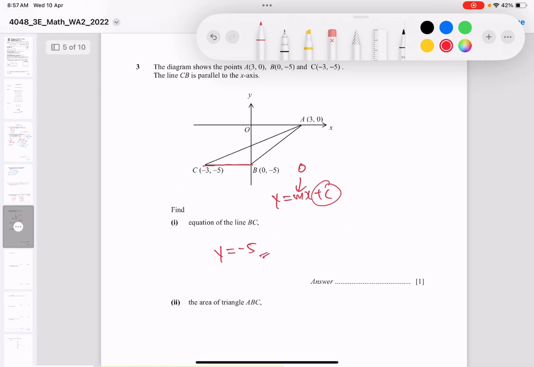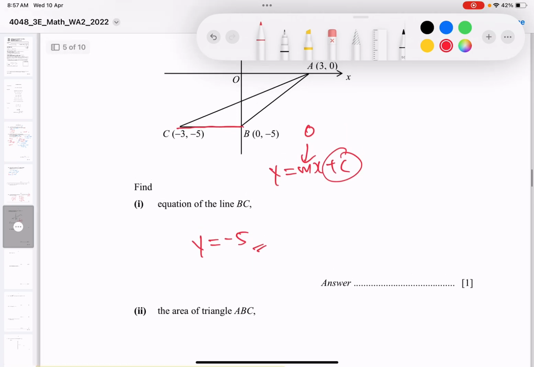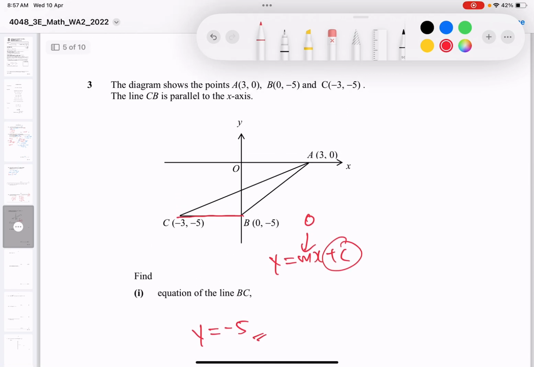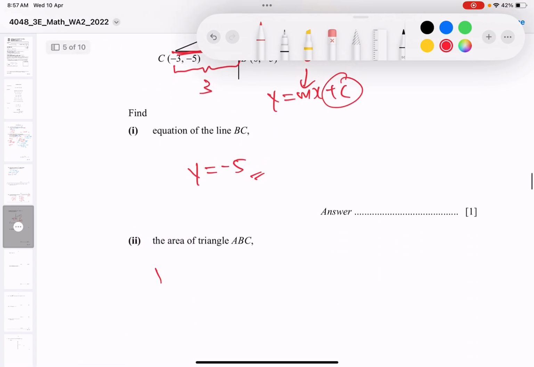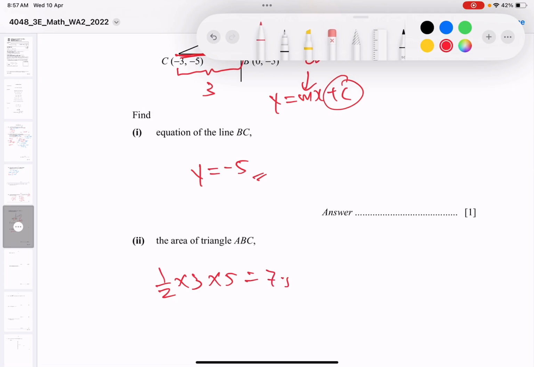That's all. The area of the triangle ABC can be found by half times base times height. The height is the perpendicular height. So what is this height over here? I can take my y2 minus y1. I know it's 5 units. What is my base over here? This is 3 units, right? So the area is just half times 3 times 5, which gives me 7.5.